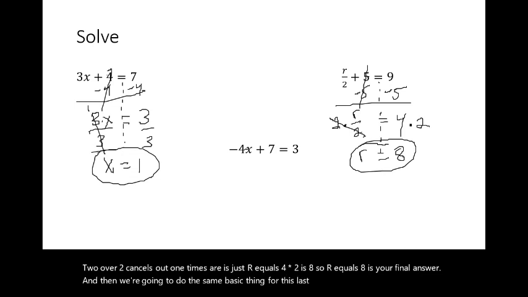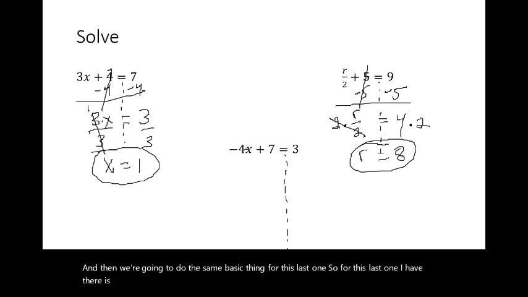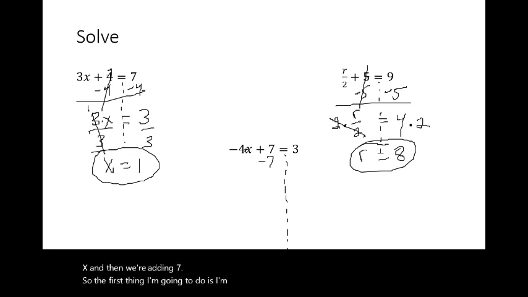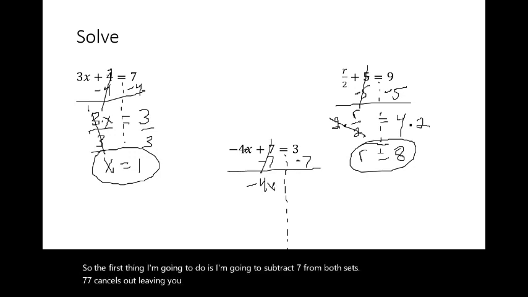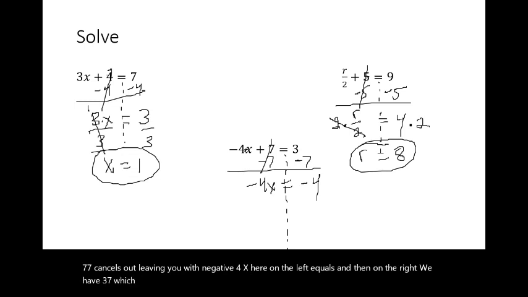So for this last one, there is multiplication between the negative 4 and the x. So negative 4 is being multiplied by x, and then we are adding 7. So the first thing that I'm going to do is subtract 7 from both sides. 7 minus 7 cancels out, leaving you with a negative 4x here on the left, equals, and then on the right we have 3 minus 7, which is negative 4.